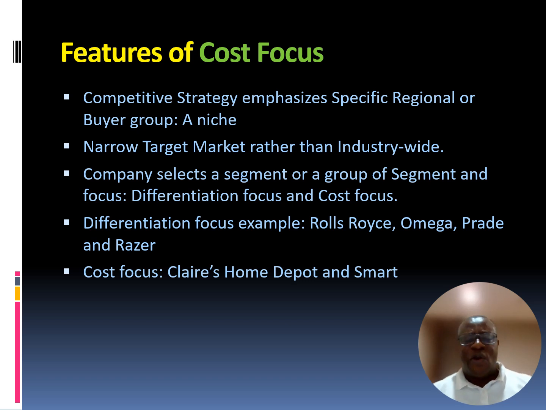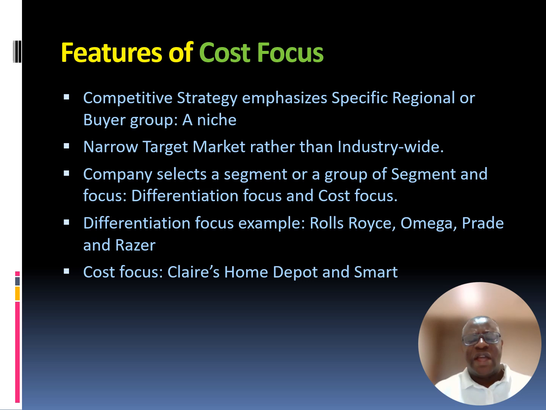The features of cost focus. For cost focus, you have competitive strategies which are specific to regions or to buyer groups. For example, they have a niche, narrow target market rather than an industry-wide one. The company selects a segment or a group of segments, and focuses on that group of segments. So you have differentiation focus and cost focus.